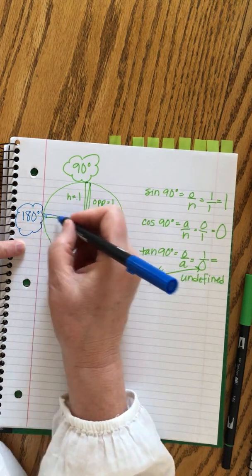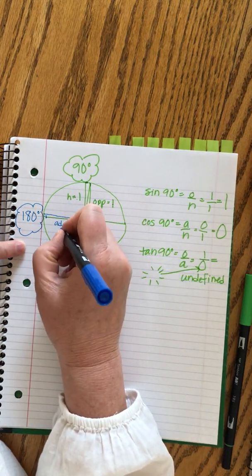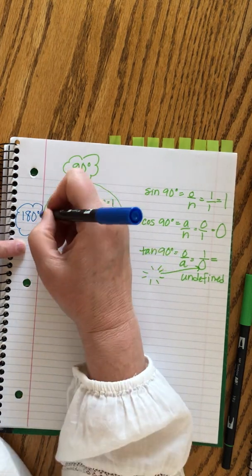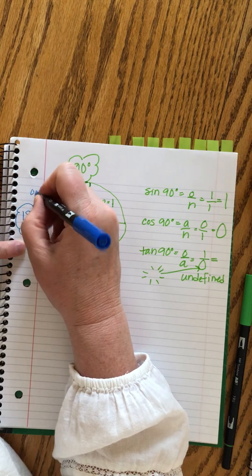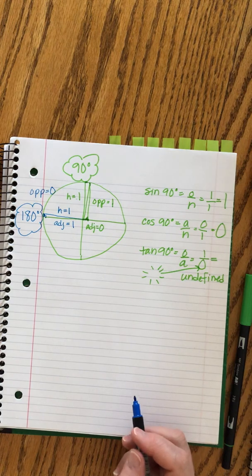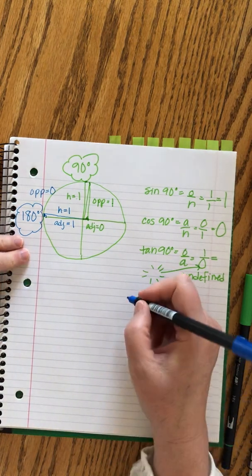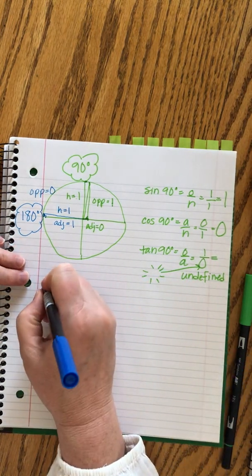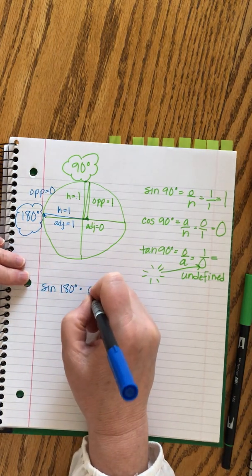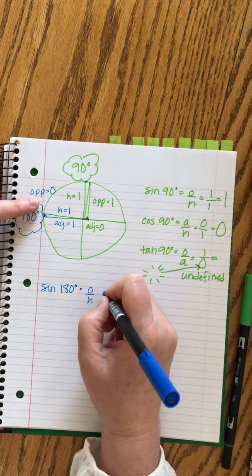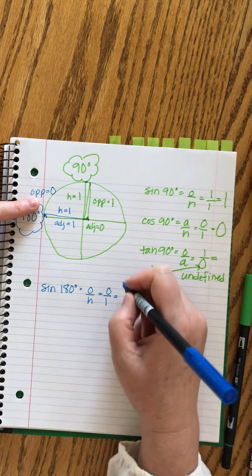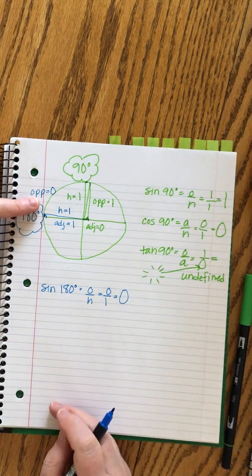Okay, again, here my adjacent side is equal to 1. My hypotenuse is equal to 1. But here, my opposite side, that's going to equal 0, right? That's the part that's just being squished down to nothing. So for sine of 180 degrees, again, it's SOH. Opposite is 0. Hypotenuse is 1. So the sine of 180 degrees is 0.